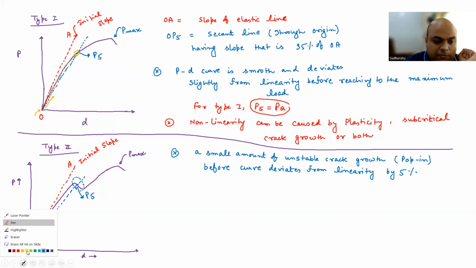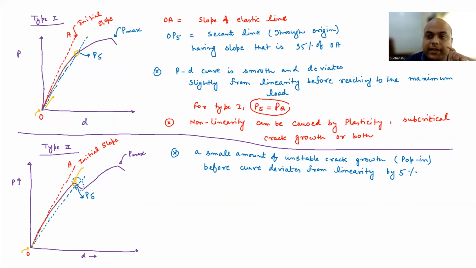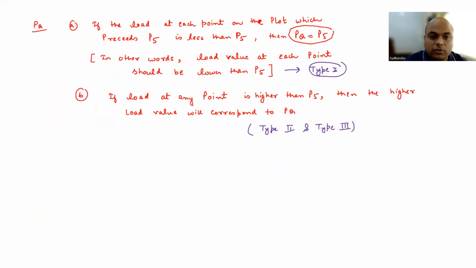Okay, so let's do that. So we will again start moving from this origin and we will move on the curve, purple curve like this. So all values are lower than P5, till this point. Now I am on the top point here. So you see that this particular value on the top, right? That is not lower than P5, that is higher than P5. So now the top value or the starting of popping will correspond to PQ. That was condition B, if you see. Okay. So we are now talking about this particular point number B. So if load at any point is higher than P5, then the higher load value will correspond to PQ.